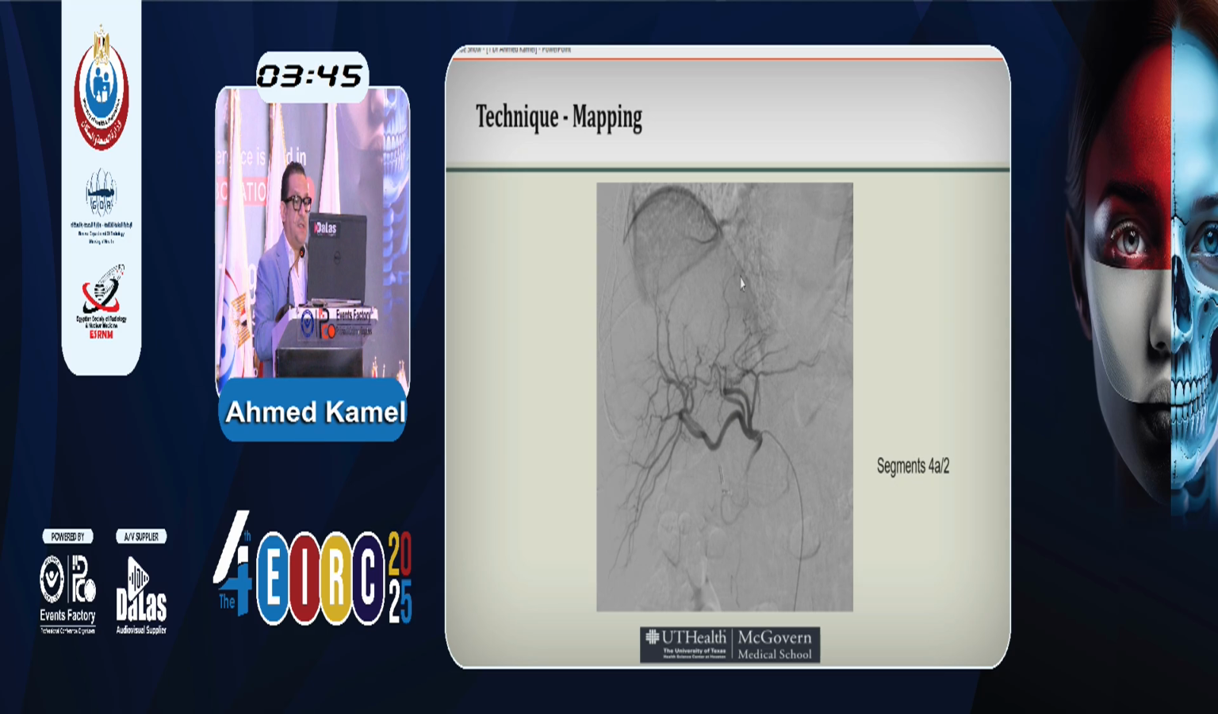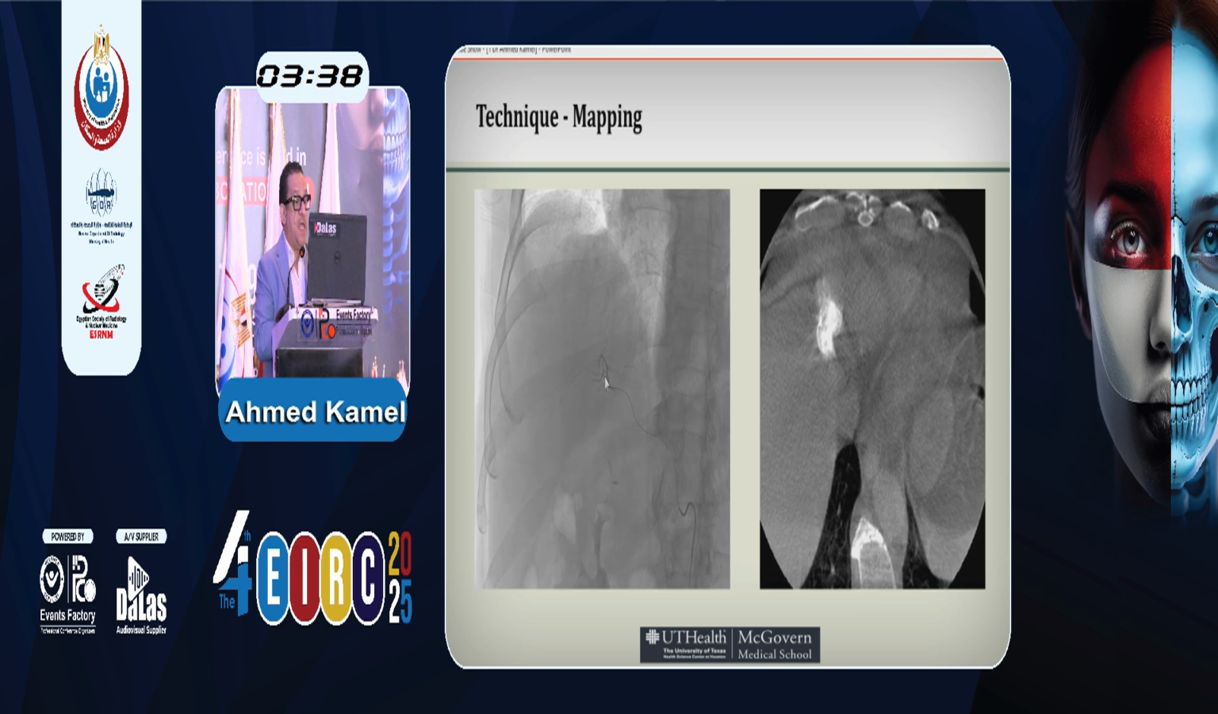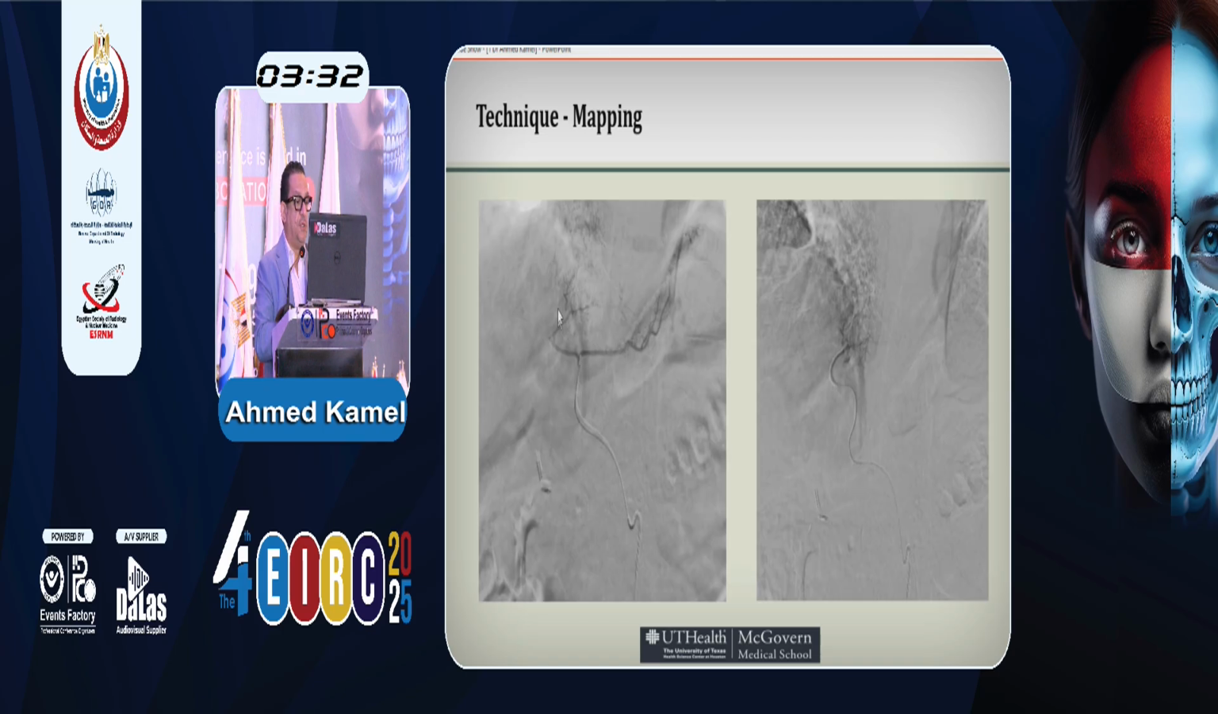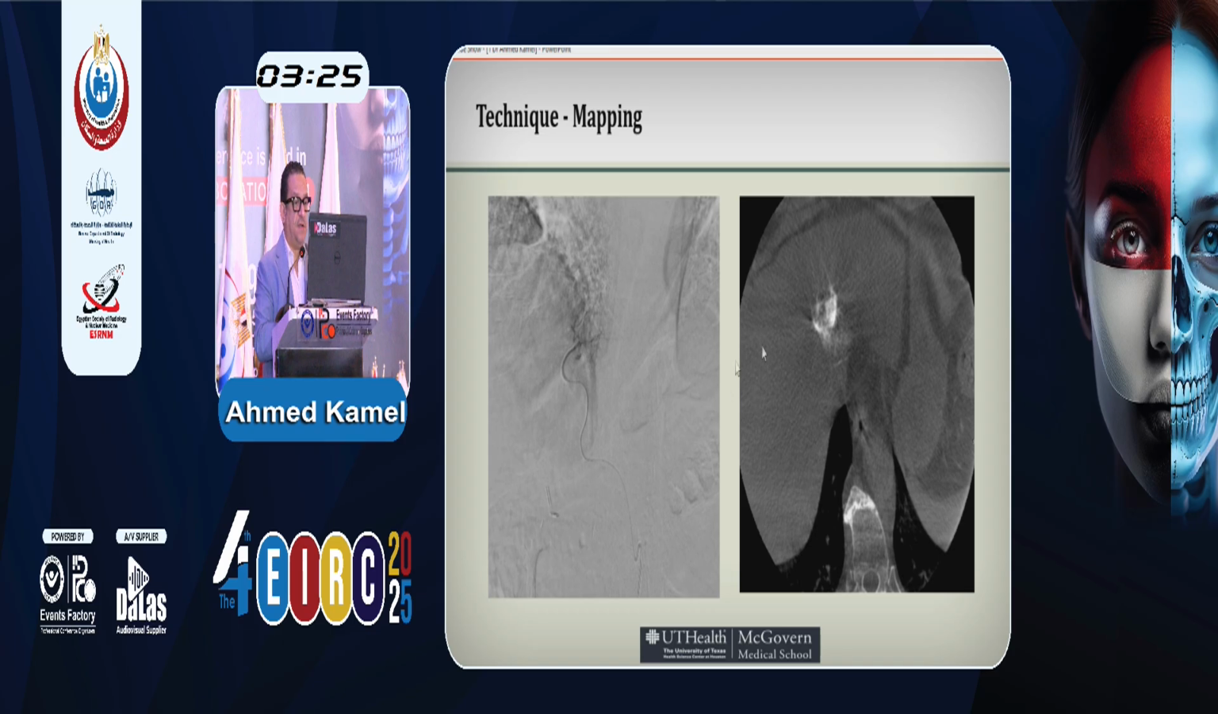Here's another example of a case. This is between segment 4A and 2. There's the angiogram showing this one. And here is one of the arteries. You can see there's only half of the tumor appearing. The other half is not there. And when you do the segment 4A, this is the angiogram showing, again, the hypervascularity of the tumor. And cone beam CT shows the other half.